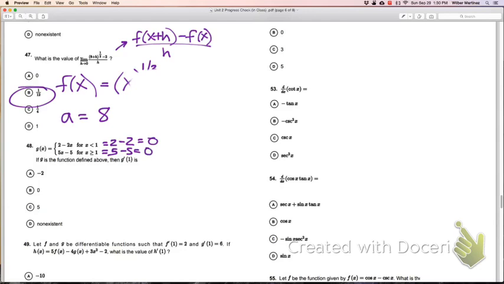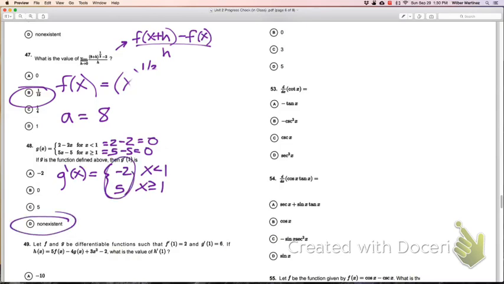The derivatives, g prime of x equals, for the top function, -2 when x is less than 1, for the bottom function, 5 when x is greater than or equal to 1. Therefore, the derivative is non-existent. I know this is a lot of non-existent derivatives, but I want you guys to get in the habit of checking both for continuity and differentiability.